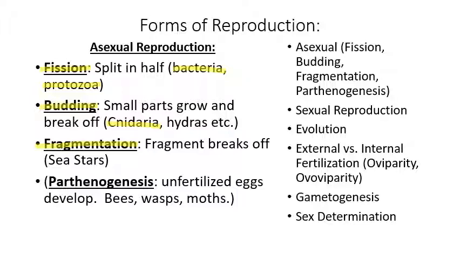This is sort of like budding. The main difference is that instead of having a complete sea anemone, a little tiny miniature sea anemone break off, fragmentation means that a limb or a piece breaks off of an organism and grows into a complete adult organism.